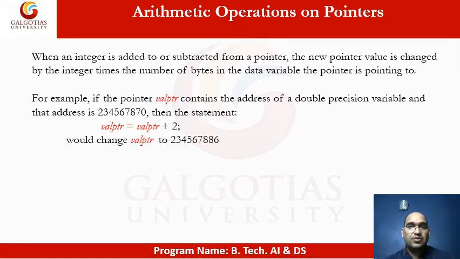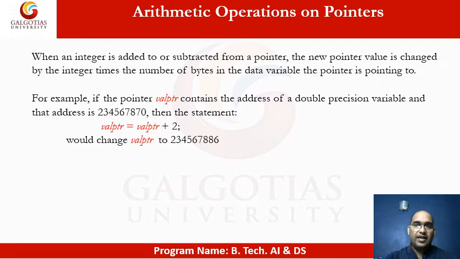What will happen is that it will not do a plain increment of 2, because if it had, the value would have been 72. But what is the size of a double? The size of a double is 8, and we are incrementing a pointer of double type by 2. It means we are going ahead by two doubles. When we shift by one double, it becomes 878, and when you shift one more double, it goes to 886. So that's why the increment is 16.